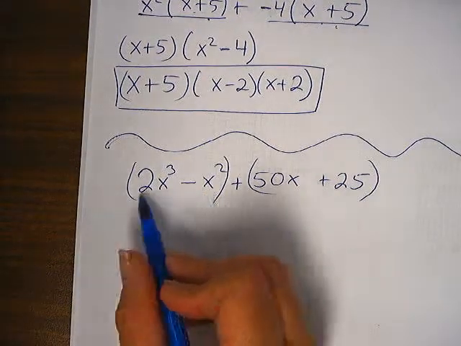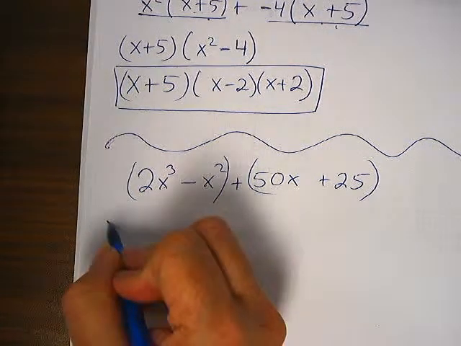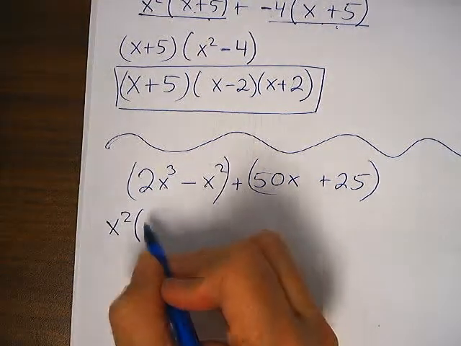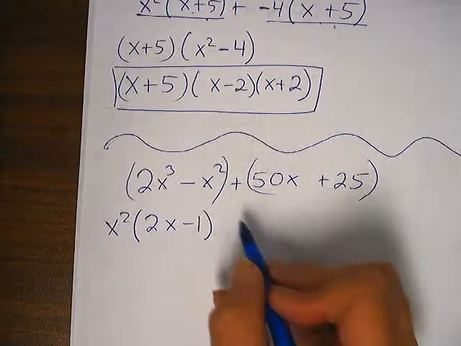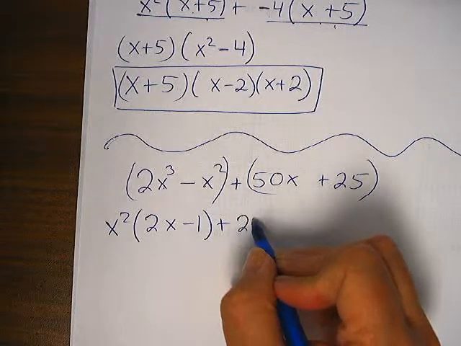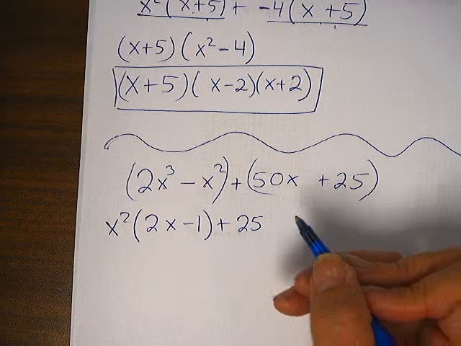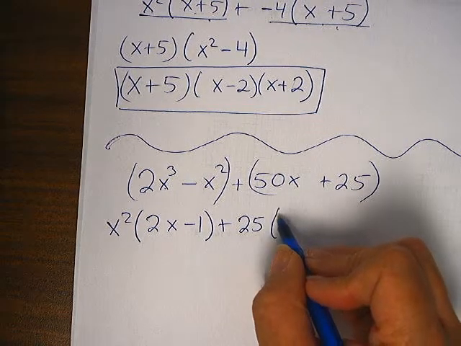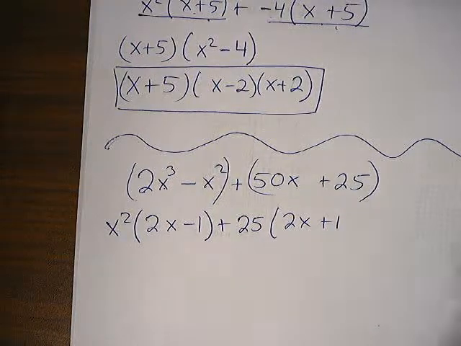And now looking for what's in common in the first term. So they both have an x squared. So we're going to factor that out. And we have 2x minus 1 left. In our second group, it looks like they both have a 25. So we're going to factor out a 25. Let's see what we get here. So we get 2x plus 1.